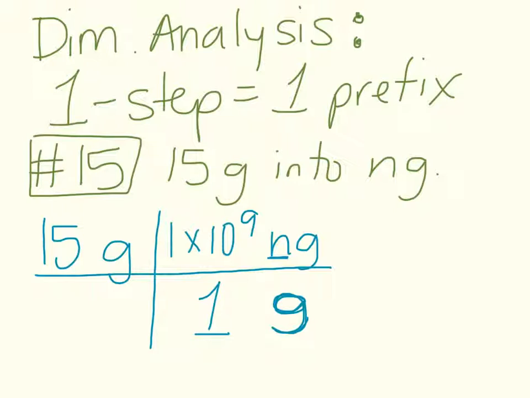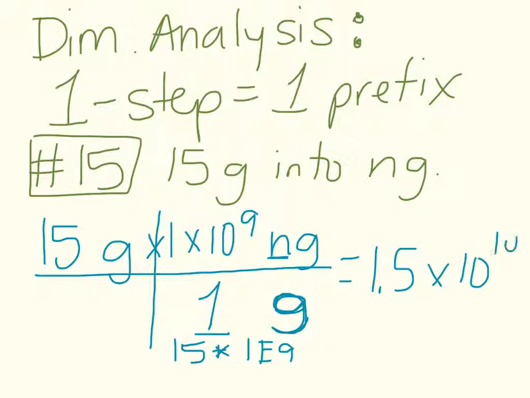So now all you need to do is type this into your calculator. So you're going to type in 15 times 1e9. There's no reason to divide in this problem because we only have a 1 on the bottom. And recall, you always multiply across the top. So now you're going to get your answer of 1.5 times 10 to the 10, and that is nanograms.